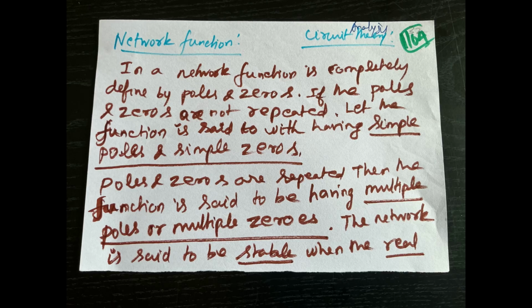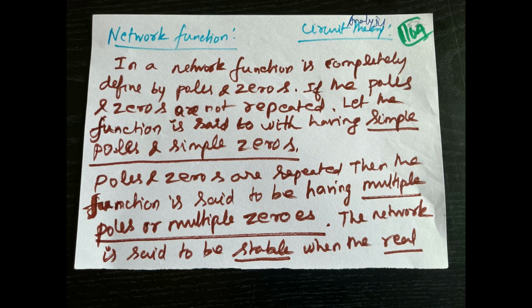Network function, circuit analysis. A network function is completely defined by poles and zeros. If the poles and zeros are not repeated, the function is said to have simple poles and simple zeros. If poles and zeros are repeated, then the function is said to have multiple poles or multiple zeros. The network is said to be stable when the real parts of the poles and zeros are negative. The poles and zeros must lie in the left half of the S-plane.